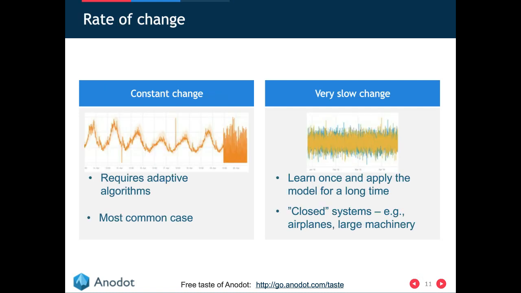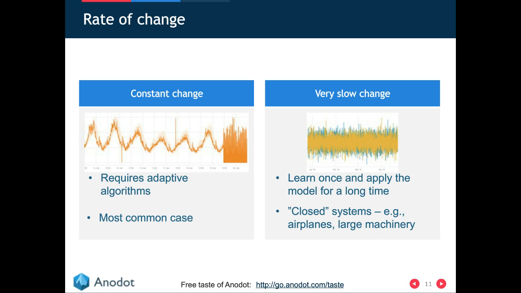The next point is rate of change. Do I have a system that constantly changes? And here I am actually showing real examples of metrics from real systems. The one on the left is actually a real metric from a real system, where it started off with one behavior and then changes to a completely different behavior.